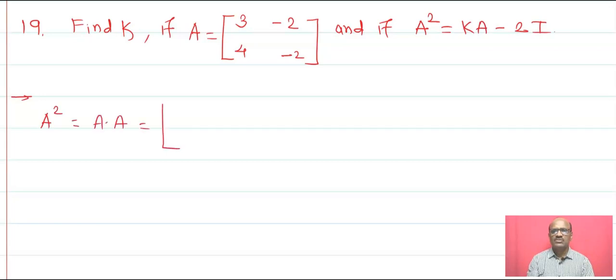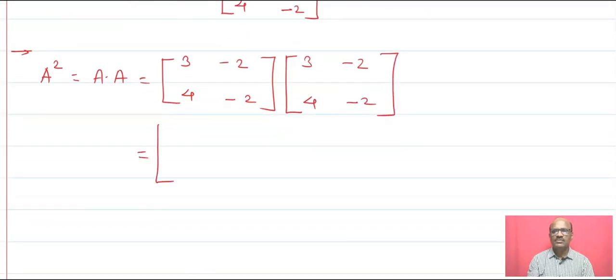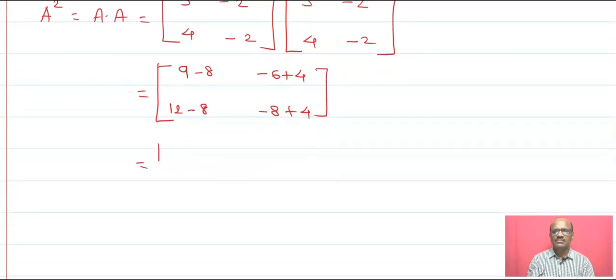A squared is equal to A into A, that is [3, -2; 4, -2] times [3, -2; 4, -2], and their product: first row first column, next first row second column, second row first column, and next second row second column. Therefore, we get [1, -2; 4, -4].